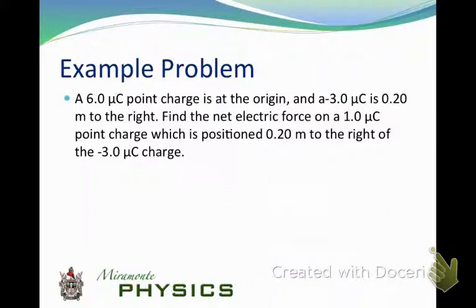So a 6 microcoulomb point charge is at the origin. A negative 3 microcoulomb charge is 0.2 meters to the right. Find the net electric force on a 1.0 microcoulomb point charge, which is positioned 0.2 meters to the right of the negative 3 microcoulomb charge.